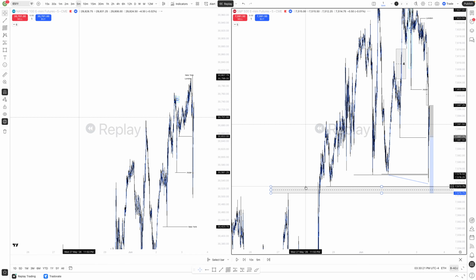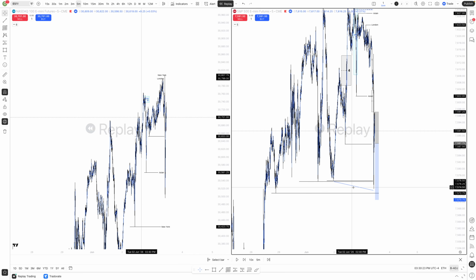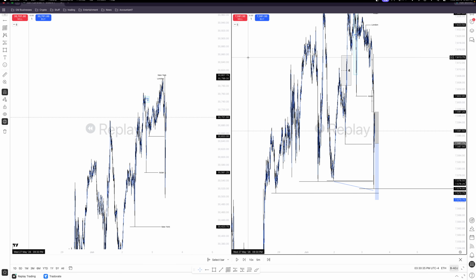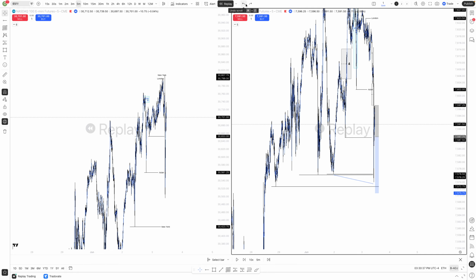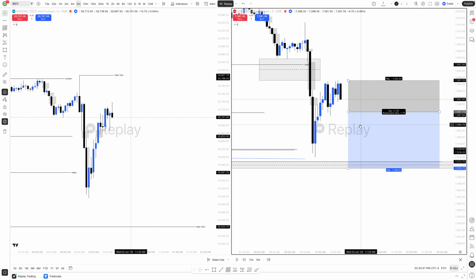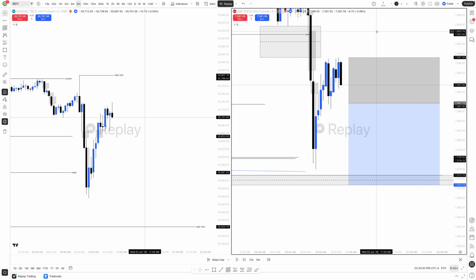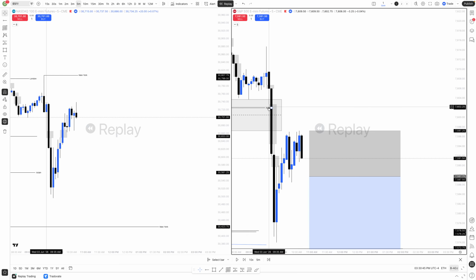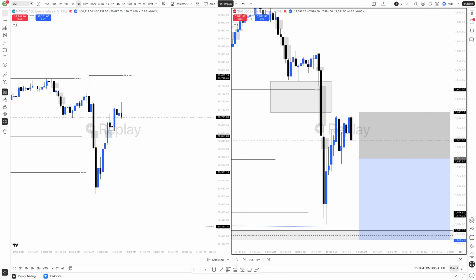Let's get rid of this. And I didn't tap these lows, making this kind of leaving relative equal lows right here. Okay? Let's add that fair value gap back. So 5 minute, the worst thing about this was this big gap right here. 5 minute market structure break.